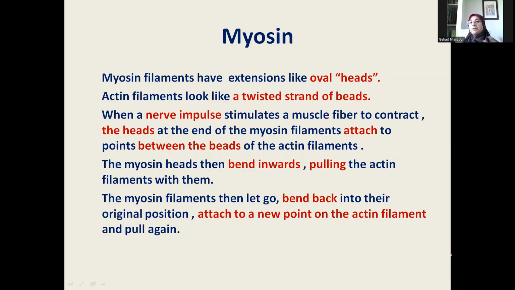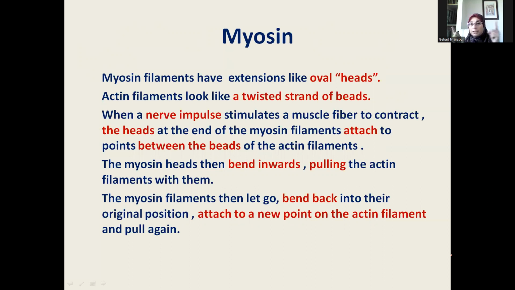So the myosin filaments have oval heads, as we said, and the actin filaments look like a twisted strand of beads. And when a nerve impulse stimulates one muscle fiber to contract, every muscle fiber needs its own individual nerve impulse to contract. The heads of myosin will attach on specific receptor sites between the beads of the actin filaments and pull them inwards in order to shorten the sarcomere.